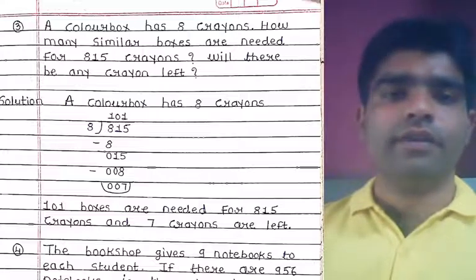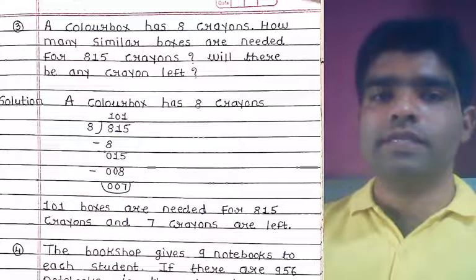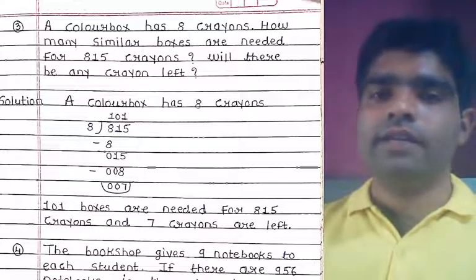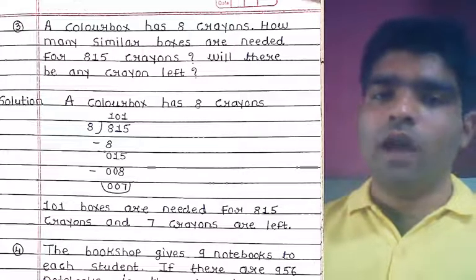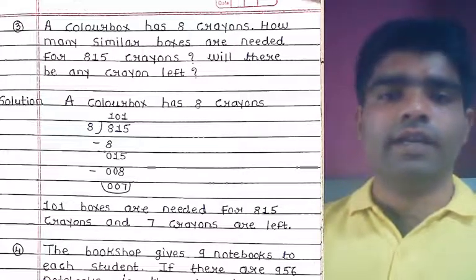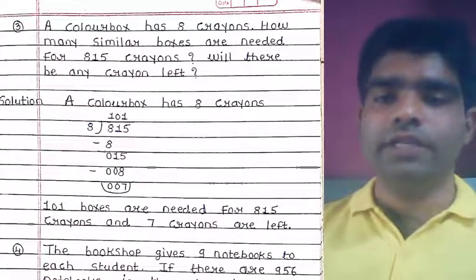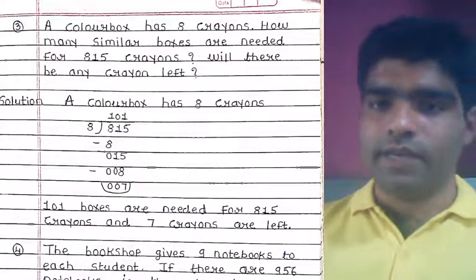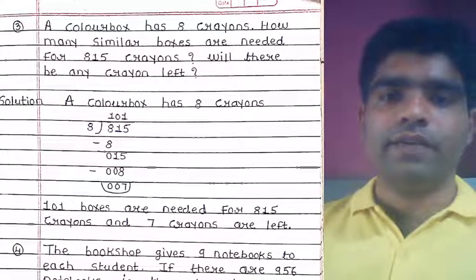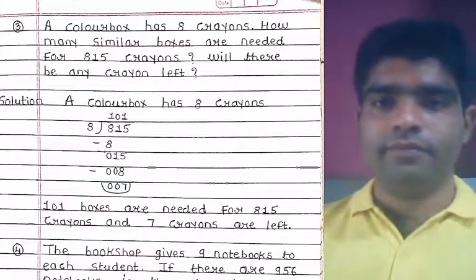It means that you have to write down the last line. Your question is, how many similar boxes are needed. It means that 101 boxes are needed for the 815, but out of this the 7 crayons are left. This is our quotient, 101, and your remainder is 7. It means that your 7 crayons are left.